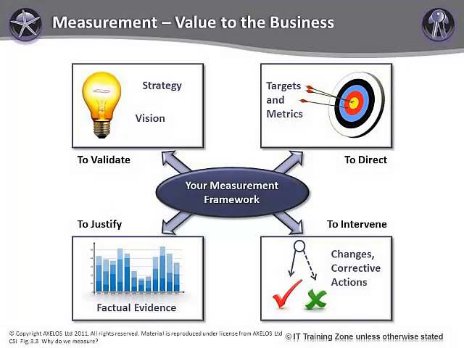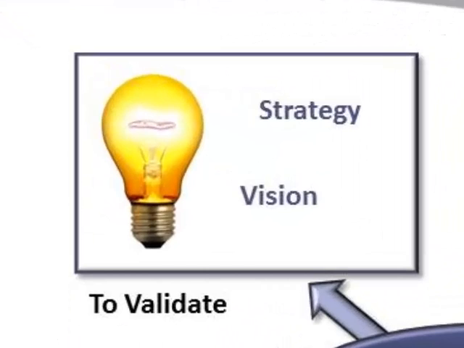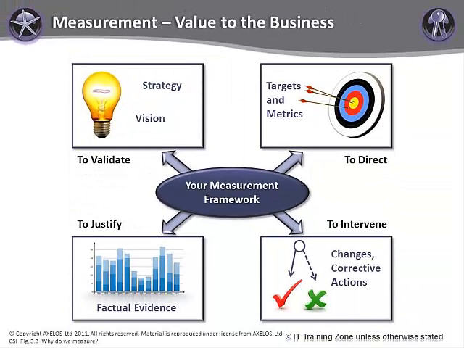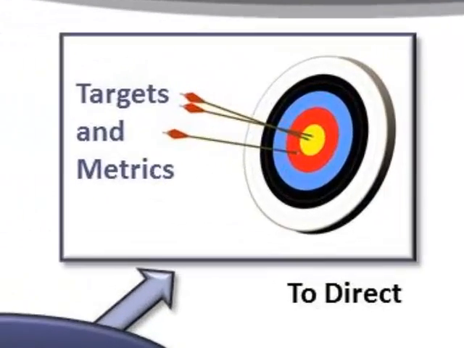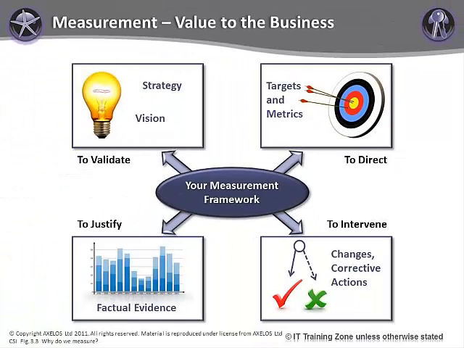The next measurement area we need to study is value to the business. There are 4 reasons to monitor and measure. You can see them in the diagram on screen. Measure to validate. Monitoring and measuring to validate previous decisions. Measure to direct. Monitoring and measuring to set direction for activities in order to meet set targets. This is the most common reason for monitoring and measuring.